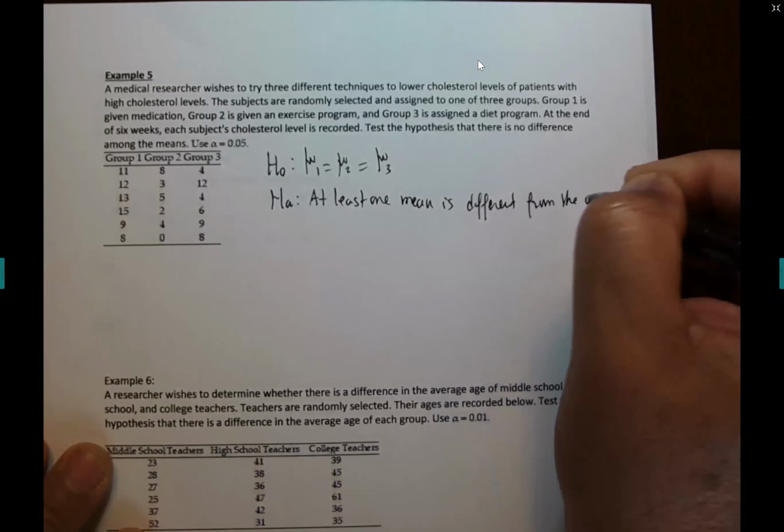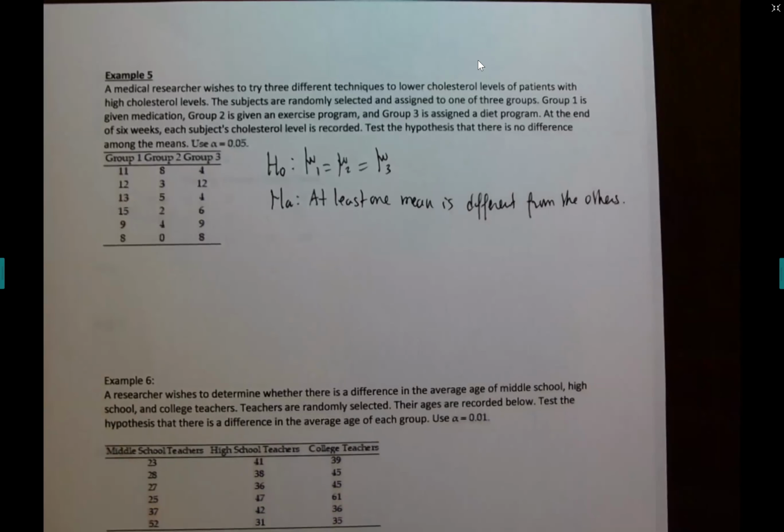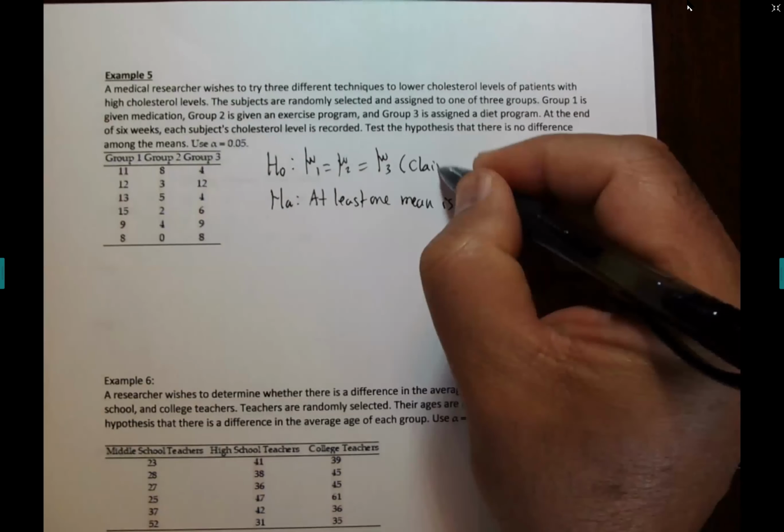My question to you guys, can you tell me where the claim is? Is it in H0 or HA? Test the hypothesis that there is no difference among the means. Okay, my chat box is active. Let's see. I agree. The student says it is in H0, guys. Yes, because no difference means equal.